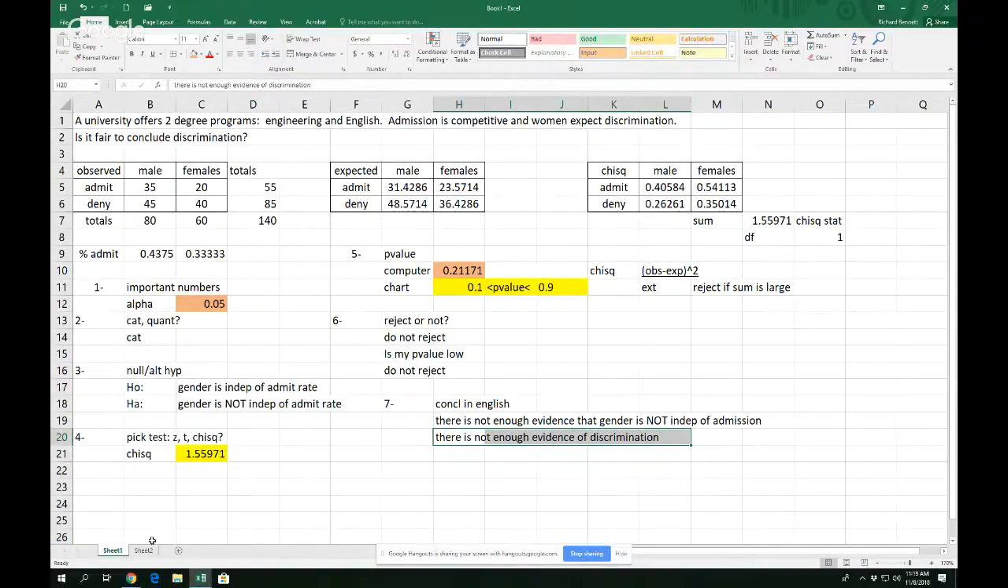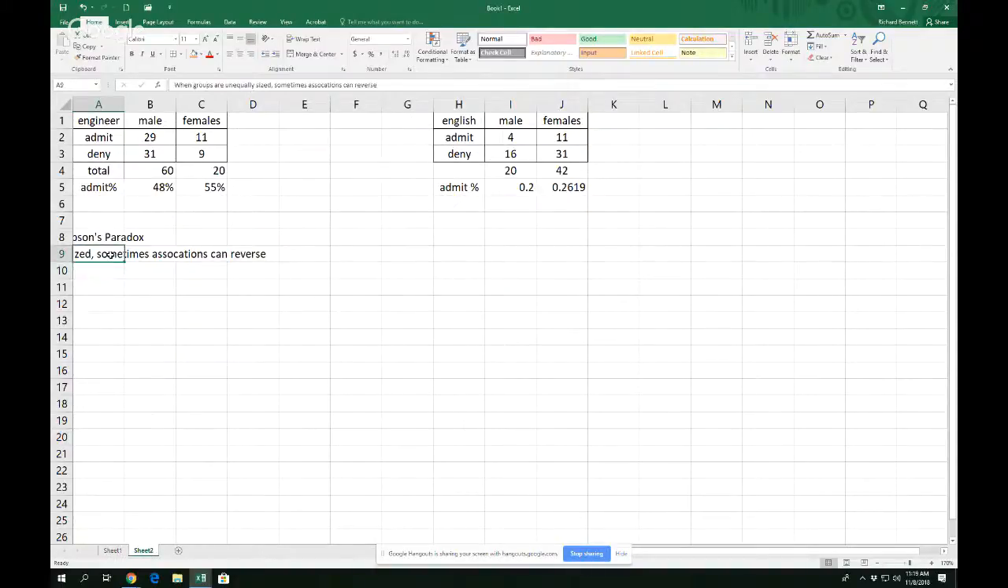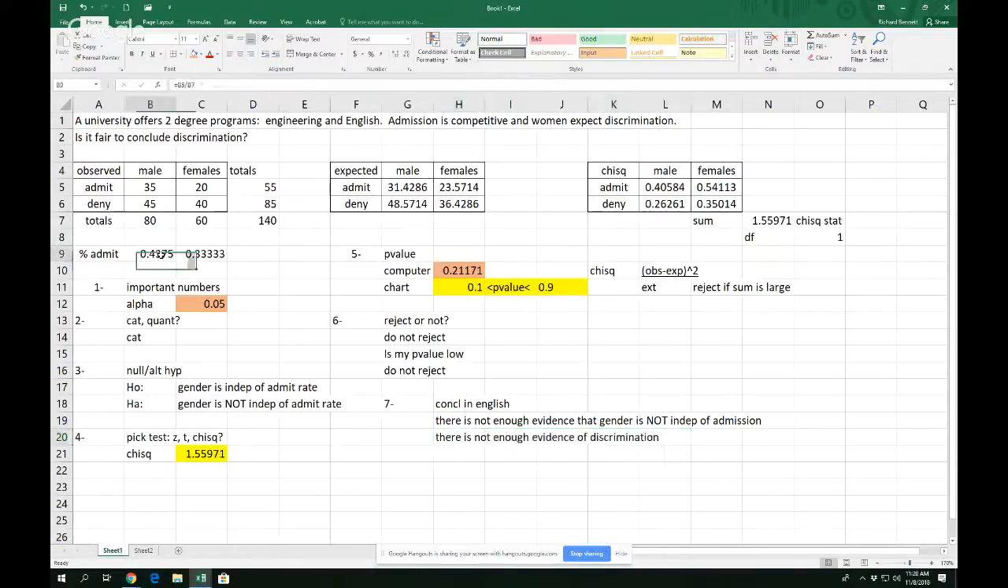Okay? And in fact, when you look here, the women actually had it better than the men. But because this school is so much larger, it overwhelms the overall numbers, which is why, in the first place, it looked like there was discrimination going on. But really, it was discrimination in the opposite direction. Okay?